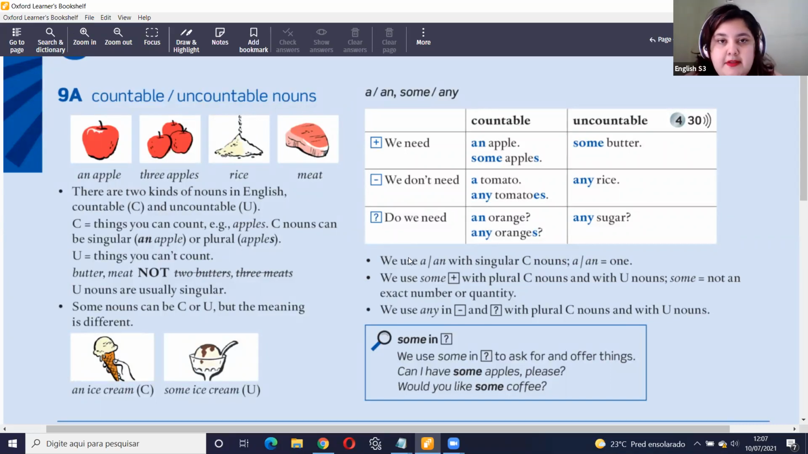Então a gente sempre a piece of bread or a slice of bread, ok?